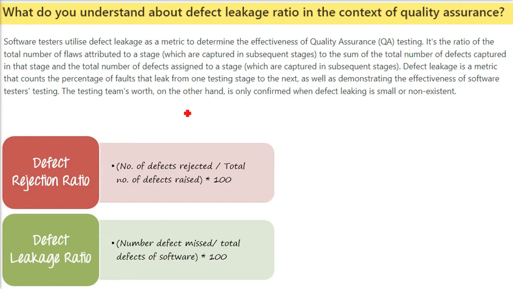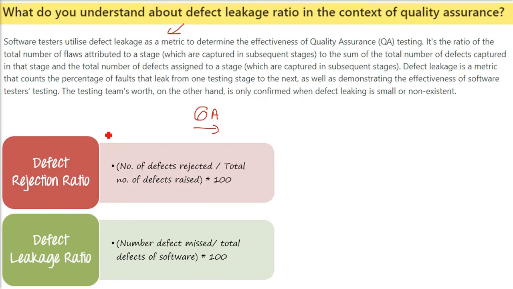We have bug release also. Defect leakage ratio, or defect leakage, is the bugs we have leaked, that we have not found out, and it has gone to the end customer. So software testers utilize defect leakage as a metric to determine the effectiveness of quality assurance testing.